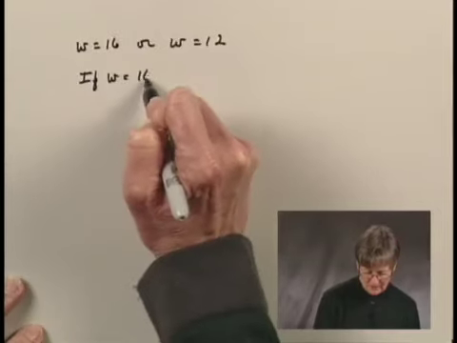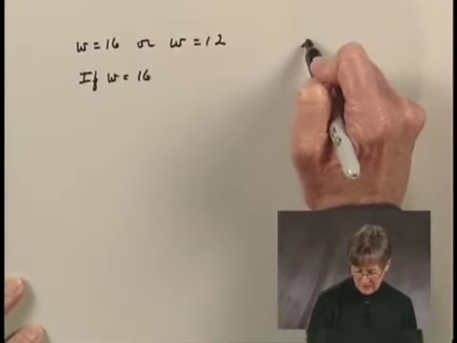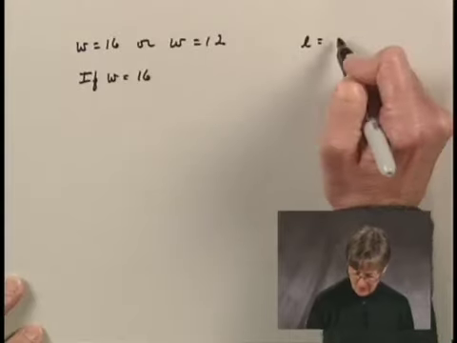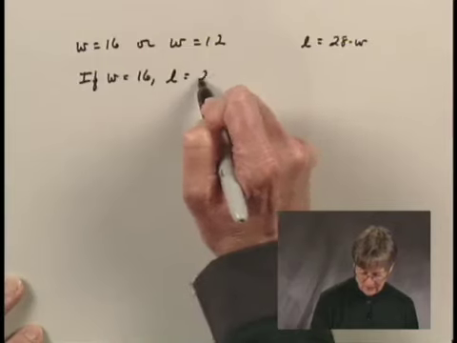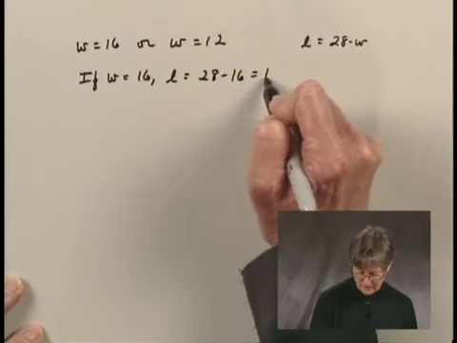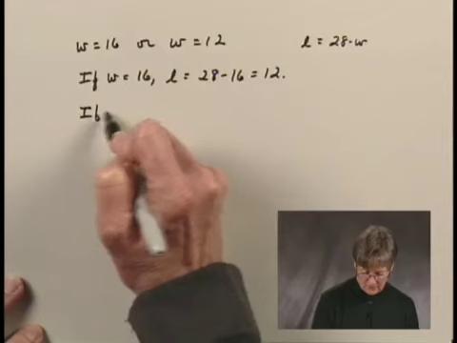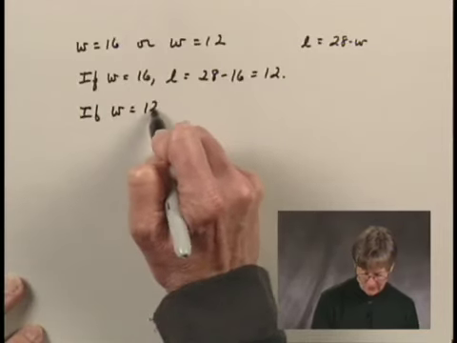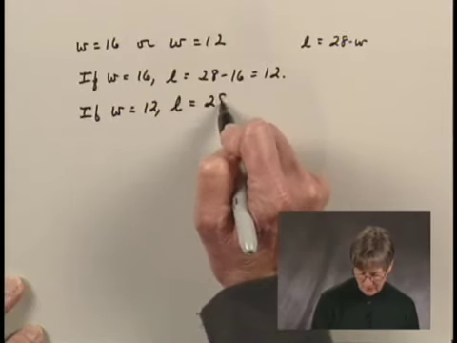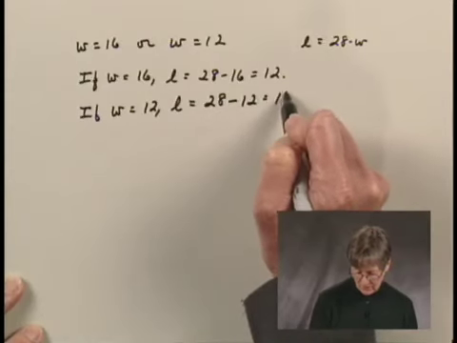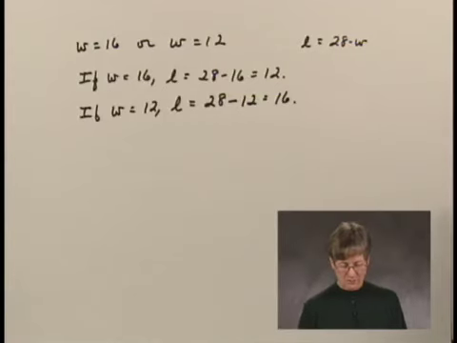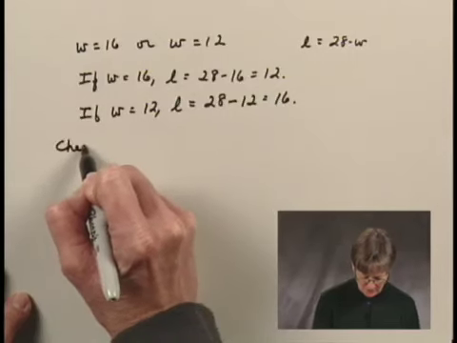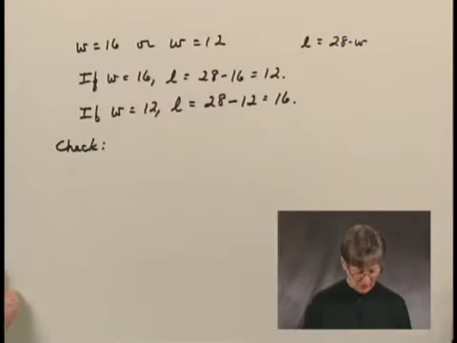If W is equal to 16, remember we had the equation that L is equal to 28 minus W. So if W is 16, then L is equal to 28 minus 16, or 12. And if W equals 12, then L is equal to 28 minus 12, or 16. So we see that in either case, the possible dimensions of this room are 12 feet by 16 feet. And let's check those possible answers in the original problem.